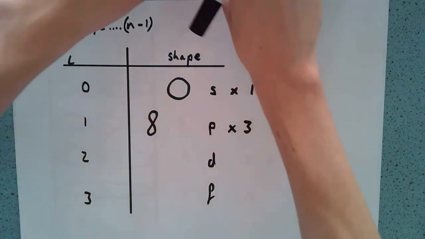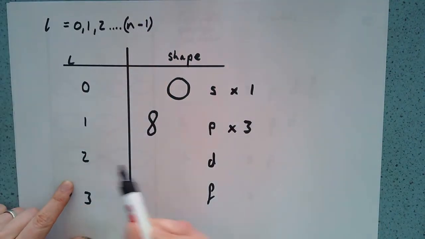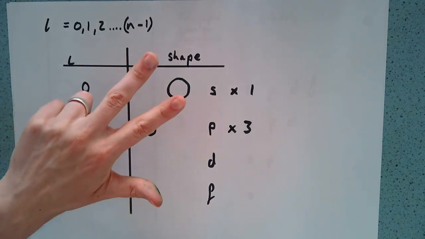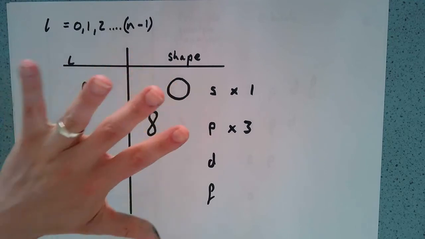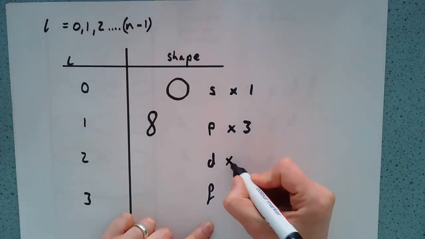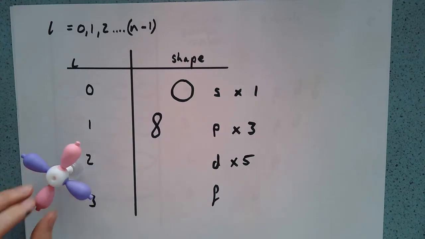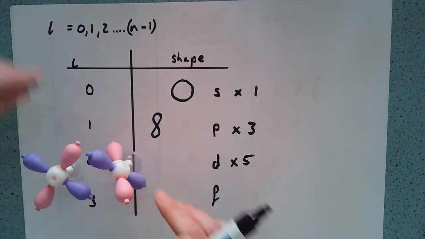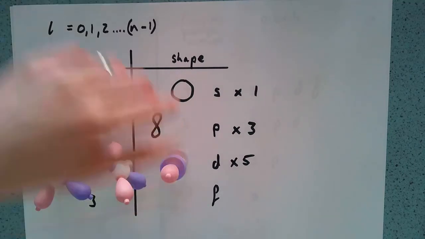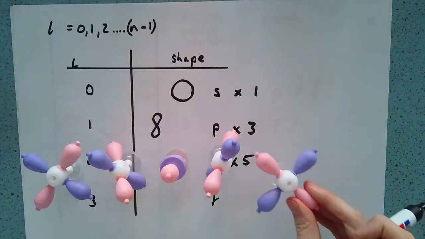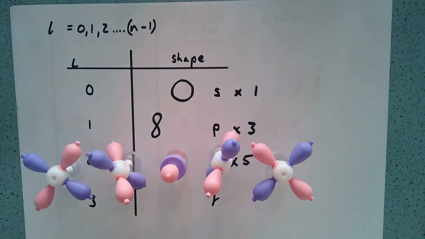With the d, I showed you the models earlier, but we've got +2 all the way down to -2. So we've got -2, -1, 0, +1, +2 is 5 d orbitals. There's this one, this one, this one, this one, and this one. We don't really need to worry about which one is which, but we need to know that there are 5 of them.